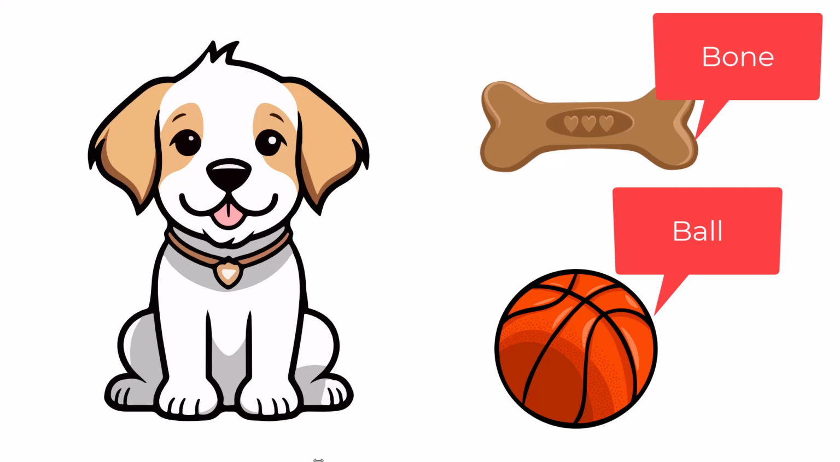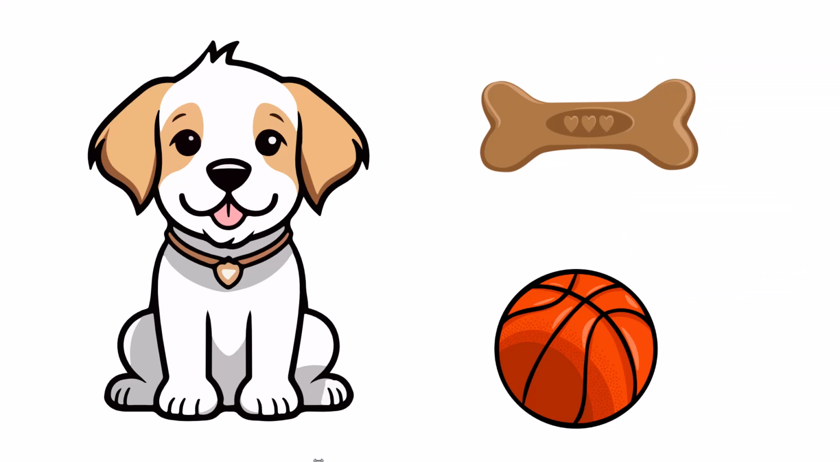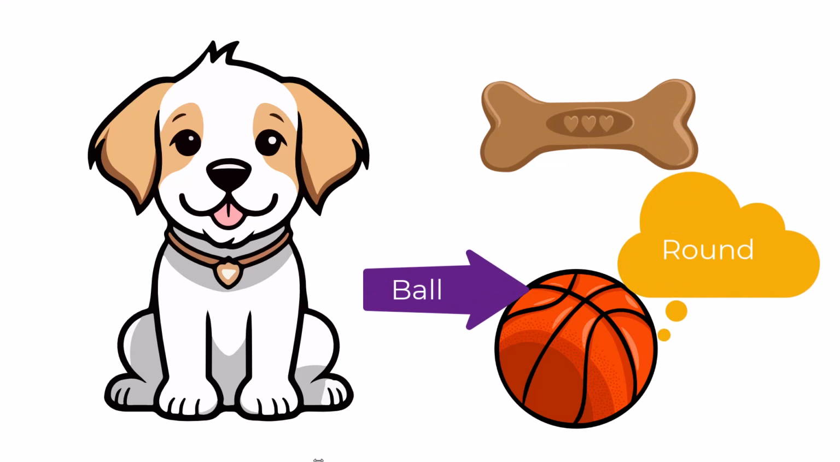So you show Buddy different balls, and tell Buddy that this particular object is a ball. Again, you show Buddy different bones, and you tell Buddy that these are bones, right? So Buddy, during these multiple training sessions, identifies the pattern. And the pattern which Buddy identifies is that whenever an object is round, it is a ball, and whenever it is elongated, it is a bone.